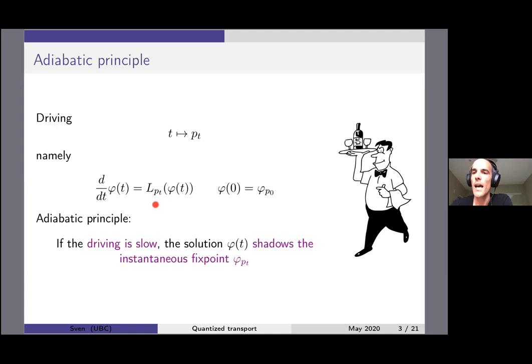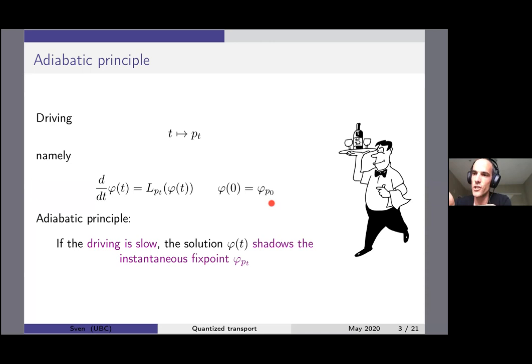And you imagine that you start the dynamics. This is also important. You start the dynamics in one of the fixed points, the fixed point corresponding to the value p at time t equals zero. So this waiter starts with his plate there at some angle and the bottle standing. And what happens? Well, as long as the waiter moves around slowly, so that the movement of the plate, this p of t, is a slow change, then we would all expect the bottle to stay standing on that plate, even if the orientation of the plate changes a little bit.